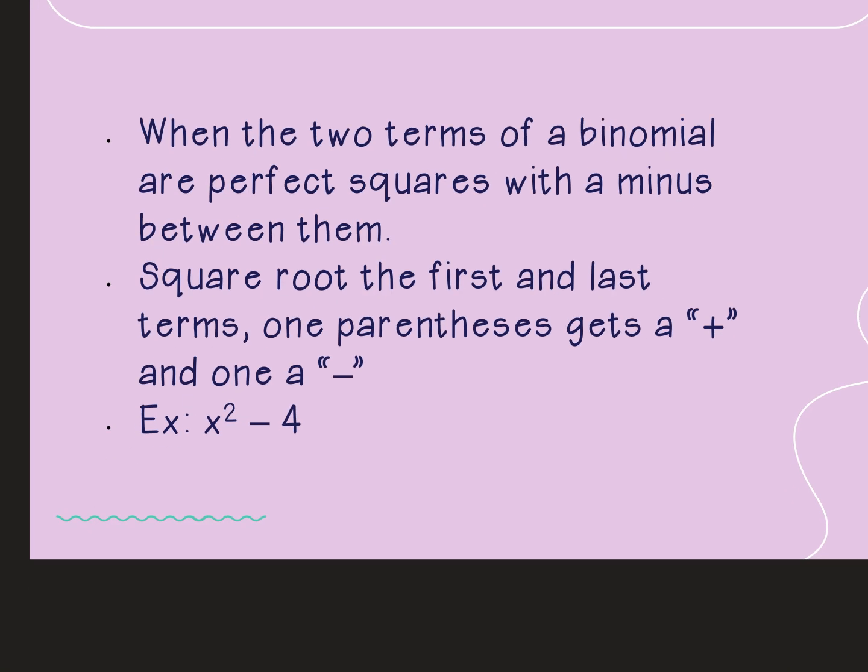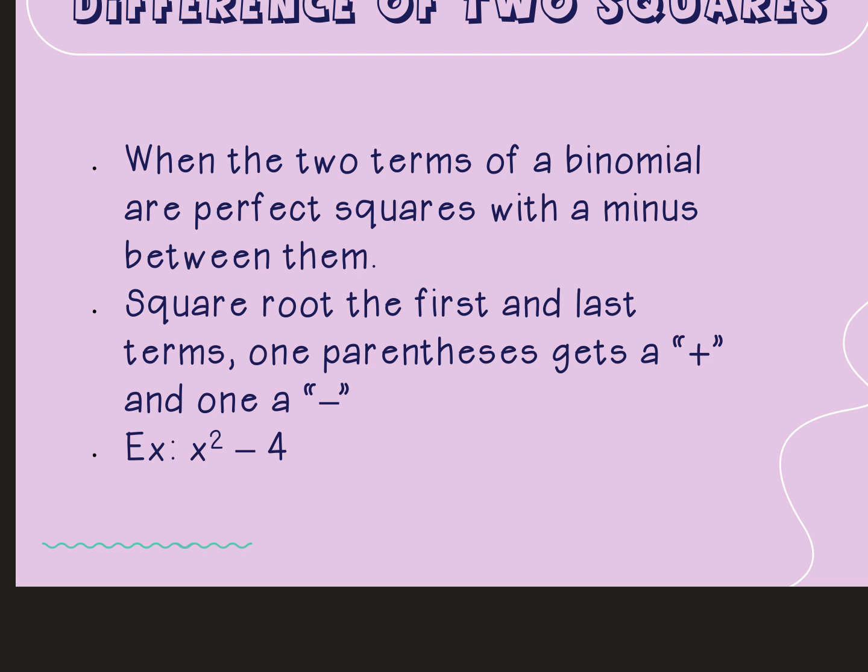All right, now we're going to get into some of our little special patterns, and you guys are familiar with this. It says when 2 terms of a binomial are perfect squares with a minus sign in between them, please underline that. A minus sign in between them. The only time this works is if the first term and the second term are perfect squares and there's a minus sign in between them. You can square root the first and last terms and have a parenthesis that's 1 plus and 1 minus.